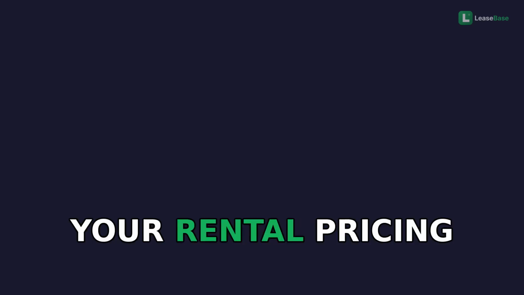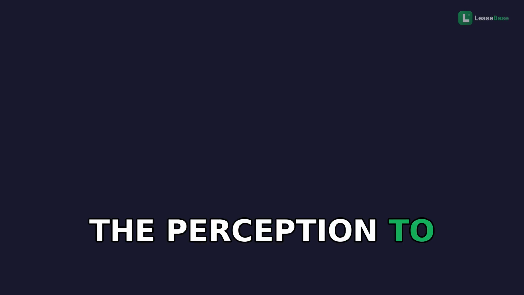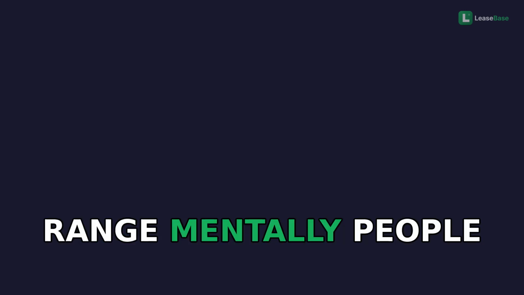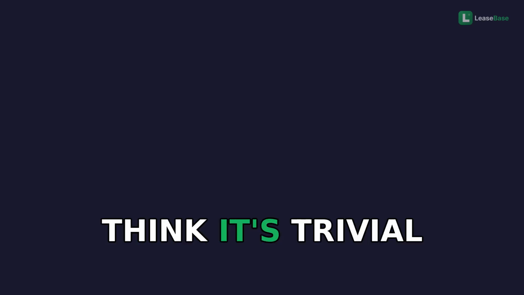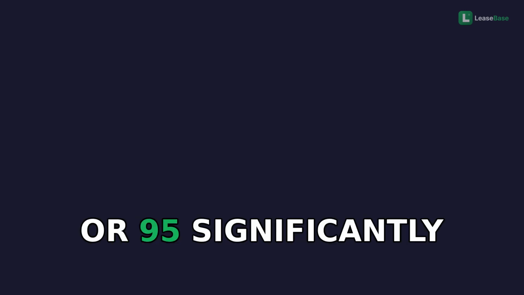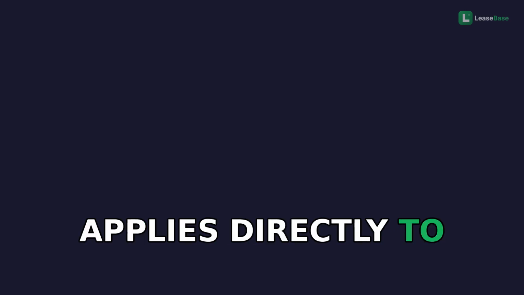Pricing psychology is a powerful, often overlooked tool in your rental pricing strategy. The difference between $1,995 and $2,000 is just $5, but the perception to a prospective tenant is vastly different. $1,995 falls into the $1,000 range, while $2,000 crosses into the $2,000 range. Mentally, people process the first digit most strongly. Contrarian take. You might think it's trivial, but it's not. Studies in retail have shown that prices ending in 0.99 or 0.95 significantly outperform round numbers. This principle applies directly to rental pricing.